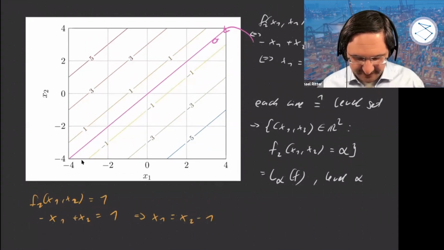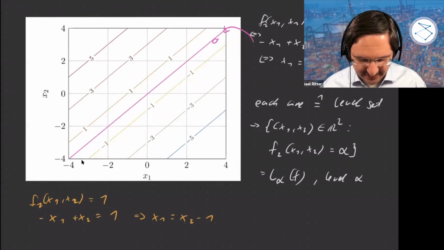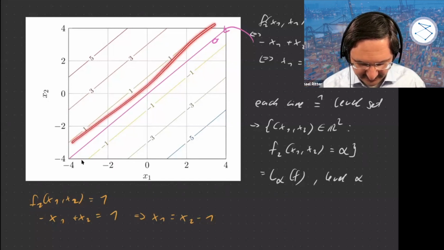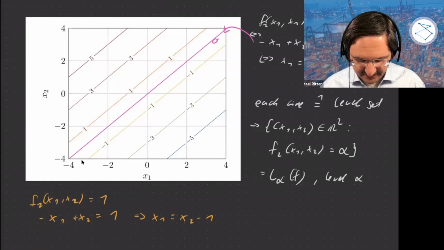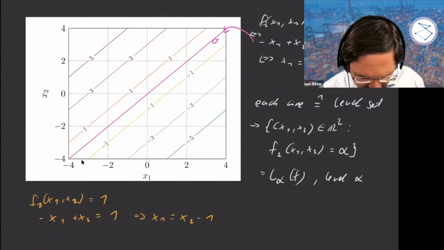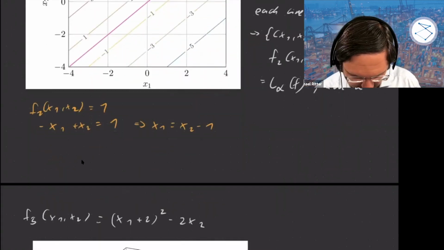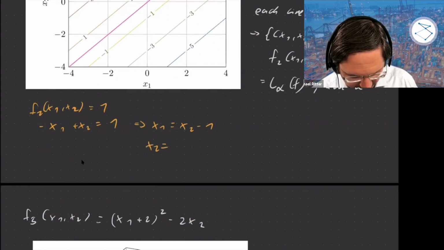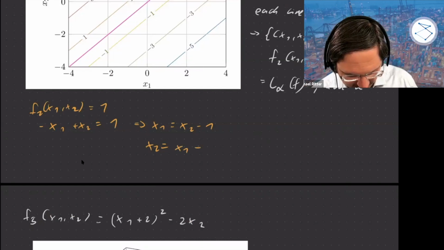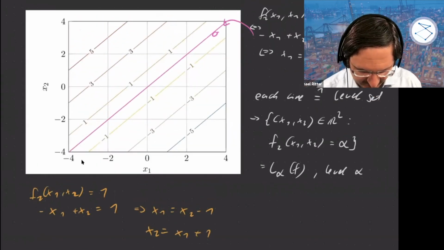And well, where can we find that? Just look at that plane and we can see the level set for 1 is this line here, right? Maybe that's an unusual way of putting things. I should rather solve that for x2. That's probably something you're more used to. That will be x1 plus 1, right? So here's the x2 axis.